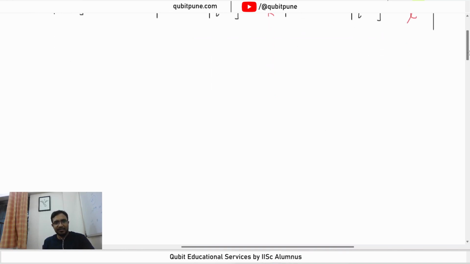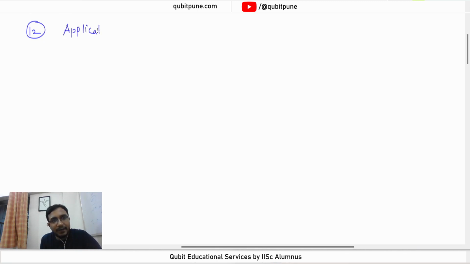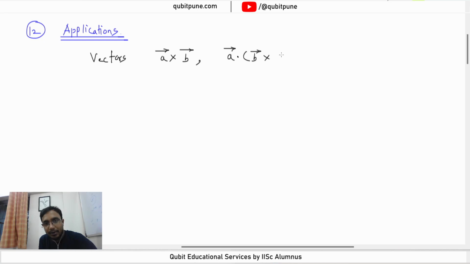Well, let's make a list of applications of determinants. If you can tell me some applications, that will be good. Tell me the topics in mathematics where we actually make use of determinants. Vectors. Yes, in vectors, when we want to find the cross product of two vectors, or the scalar triple product a bar dot b bar cross c bar, we use determinants.